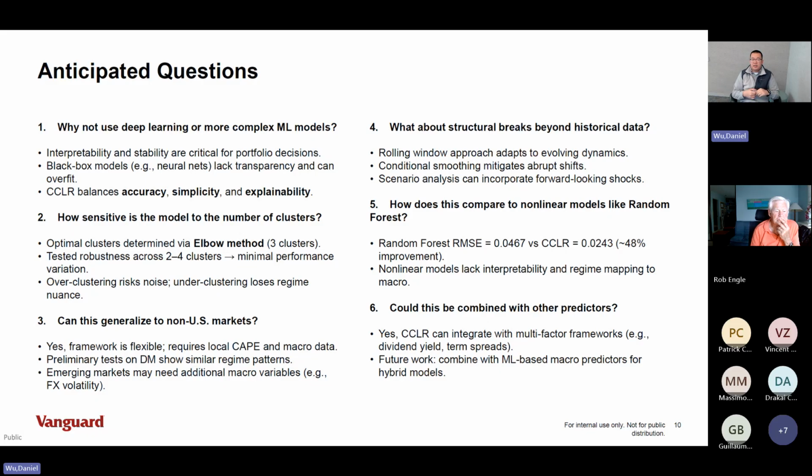The second one is about the clustering. The example I'm using here is k-means. During the paper and when we were building the research, I actually tested multiple ways of clustering. But because here it's really just one-dimensional, clustering on CAPE itself while trying to enhance it, using k-means is already really good and robust. And then the third one is whether this will work in non-US markets.